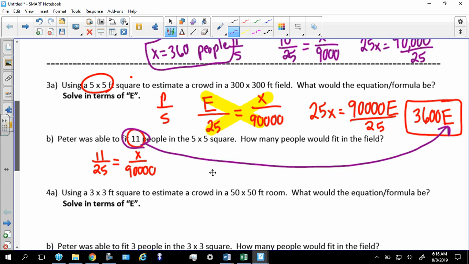So rather than doing a proportion, all you have to do is, let's see, 3,600. We're going to times that by 11, and my answer ends up being 39,600 people. All right, that's what I would do. Either way is going to get you there, but if you just want the easiest way, I just take how many people Peter was able to fit into and just plug it in for E.